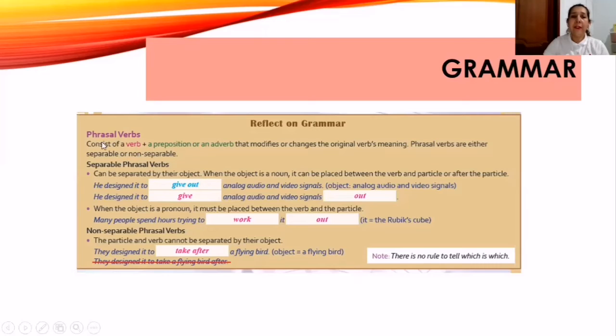The teacher explained the phrasal verb, which consists of a verb plus a preposition or an adverb that modifies or changes the original verb's meaning. Phrasal verbs are either separable or not separable, and they are going to complete some parts of the reading, like in this case. After that, the teacher explained that there is no rule to tell which is which, okay? She also explained that the particle and verb can't be separated by the object in some cases.